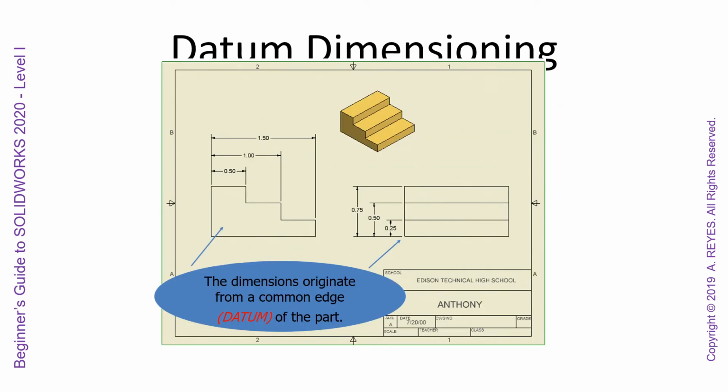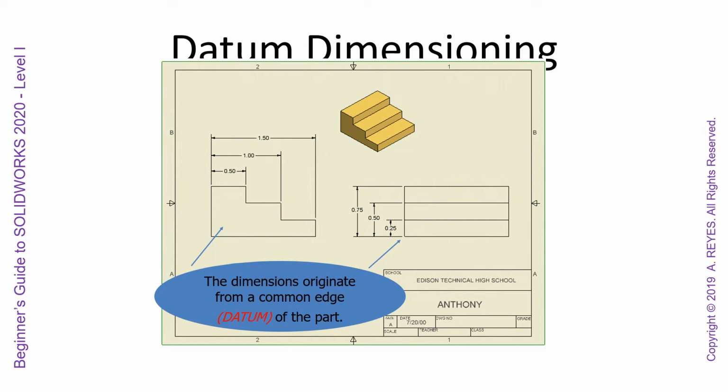Right, so the dimensions will originate from a common edge, and sometimes even on drawings now they'll label this as datum A, datum B, datum C. What this does is, one, it tells you, the reader, where these dimensions are originating from, but also two, if you're in the quality control department or in the lab testing the specs on a part, you'll know where to start measuring that part from.